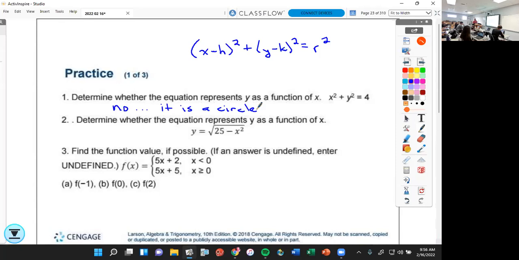Number 2, is that a function? I don't care what x can't be. Is it a function? Yes. You give me any value for x, and I'm gonna give you one value for y. It's a square root function, folks. So yes, this is a function. Number 3, I can plug those into the appropriate equations, right? Yes.